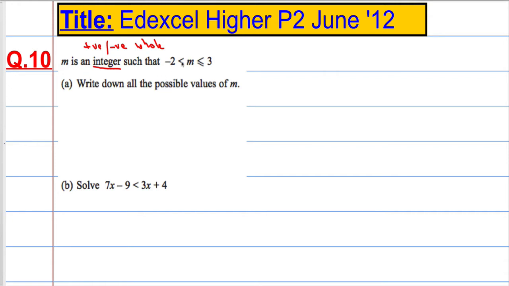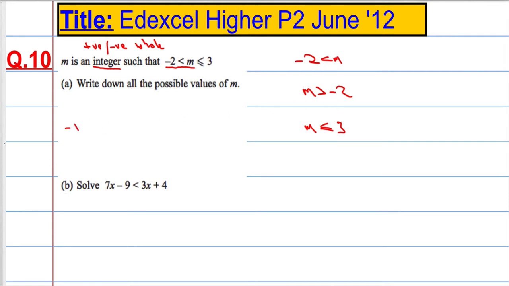So what values could m be if -2 is less than m, which in turn is less than or equal to 3? If -2 is less than m, that suggests then that m must be bigger than -2. But also it's got to be less than or equal to 3. So what numbers could it be? Bigger than -2.